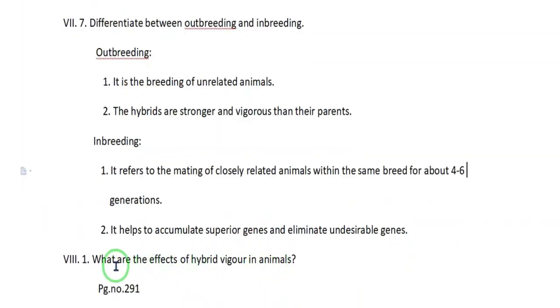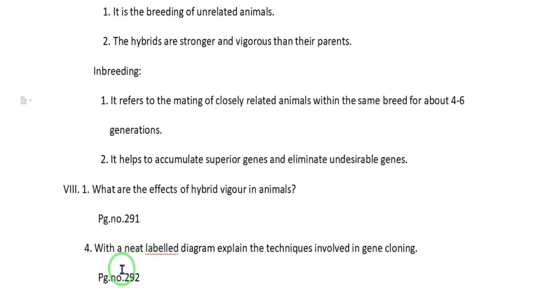Then Roman number 8, first question. What are the effects of hybrid vigor in animals? Answer, page number 291. First write the definition. The superiority of the hybrid obtained by crossbreeding is called heterosis or hybrid vigor. Then the effects of hybrid vigor in animal breeding: increased production of milk by cattle, increased production of eggs by poultry, high quality of meat is produced, and increased growth rate in domesticated animals.